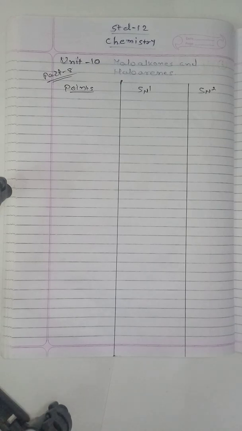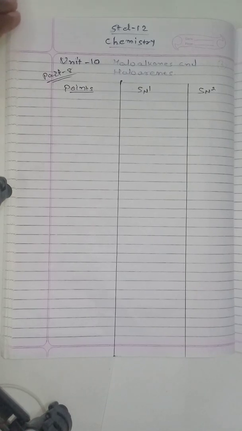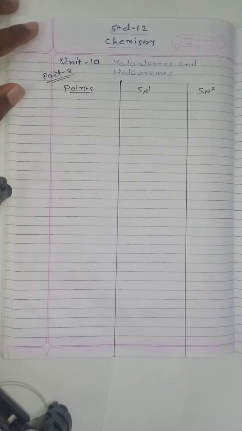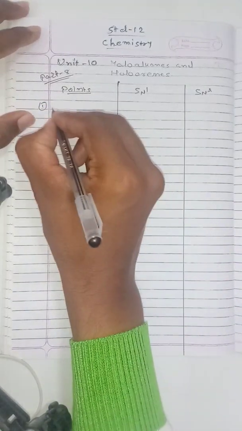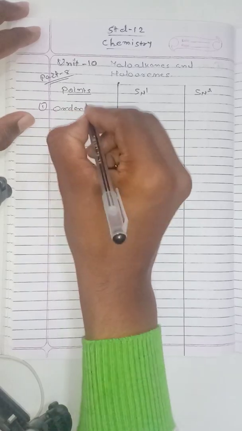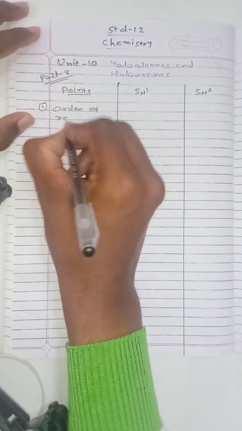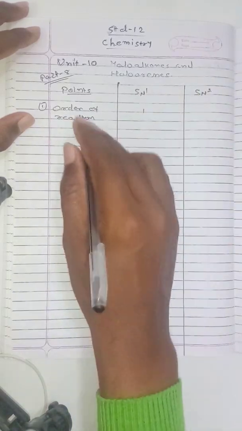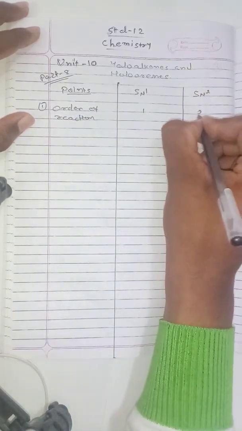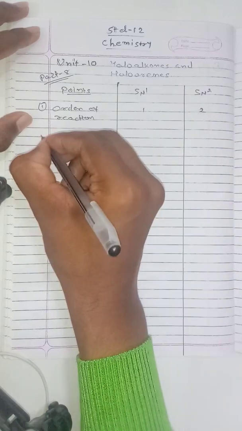Last time we discussed the mechanism of SN1 reaction and SN2 reaction. Today we are going to learn the comparative study of SN1 reaction and SN2 reaction. Here the points are: point number 1, order of reaction. For SN1 reaction, the order of reaction is 1, and for SN2, the order of reaction is 2.